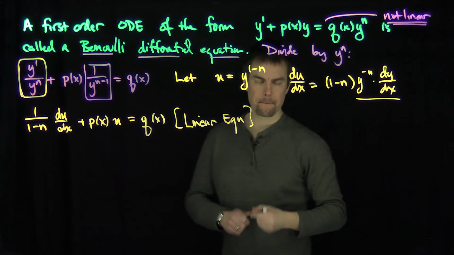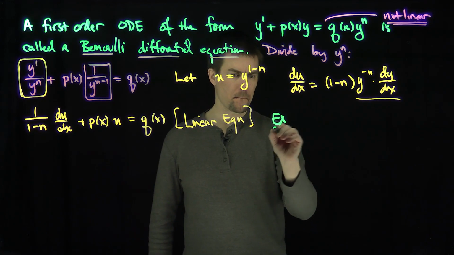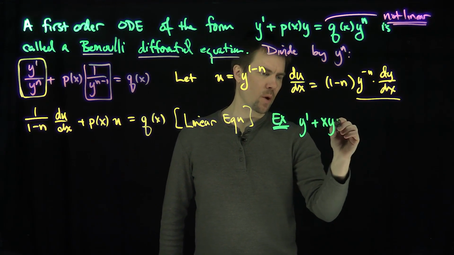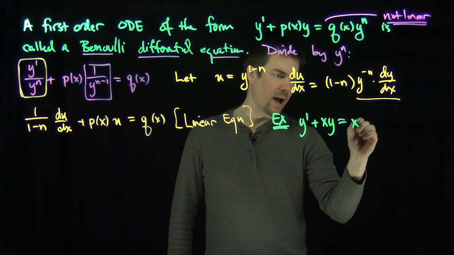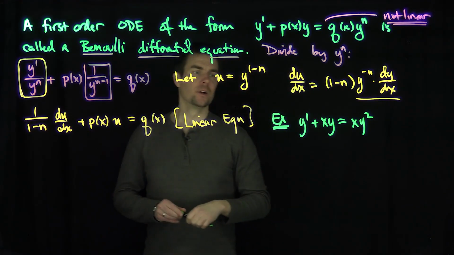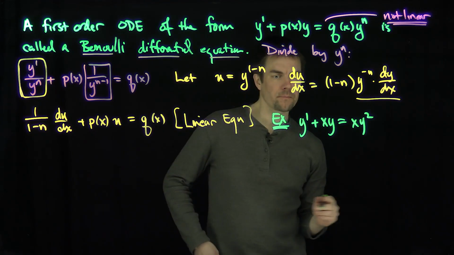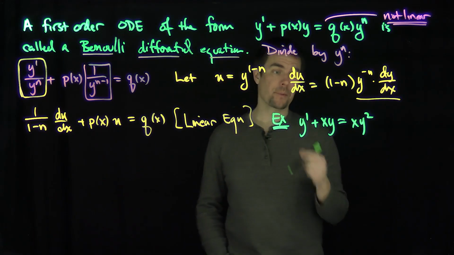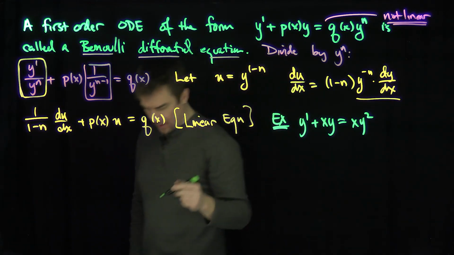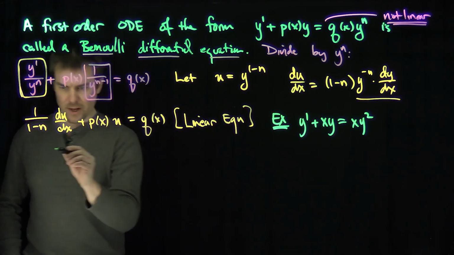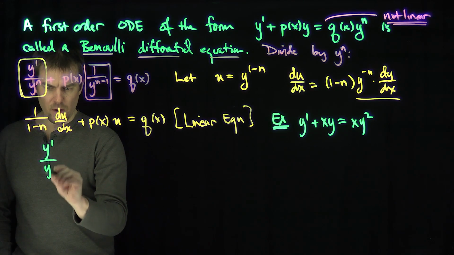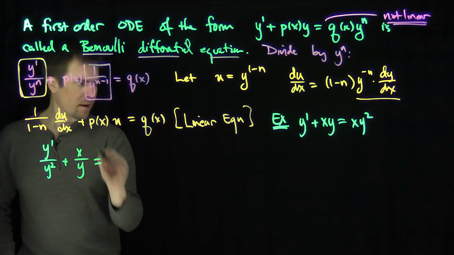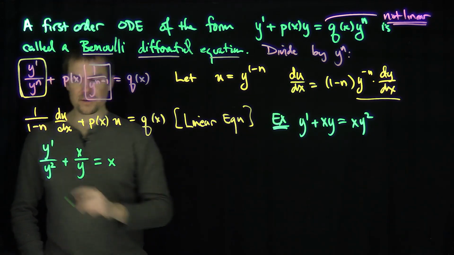So let's see an example of this. Let's consider y prime plus xy is equal to xy squared. So this, of course, is a Bernoulli form. Let's go through the procedure of making the substitution of the dependent variable to see what happens. What we're going to do is divide by y squared. So if we divide by y squared, we're going to have y prime over y squared, and then plus x over y is equal to just regular old x.